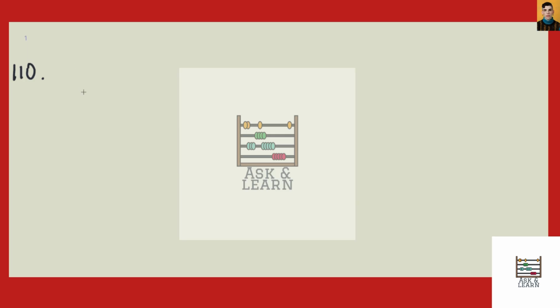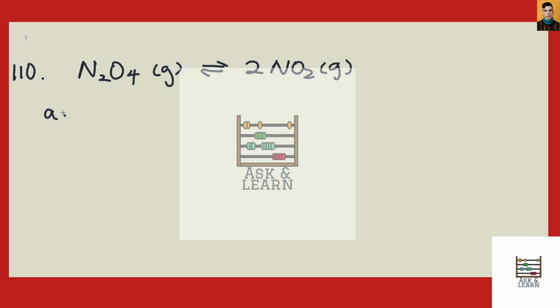Alright, so here is problem 110 in chapter 19. Consider the following reaction: N2O4 gas and 2 NO2 gas at equilibrium. Part A: at what temperature will an equilibrium mixture contain equal amounts of the two gases?